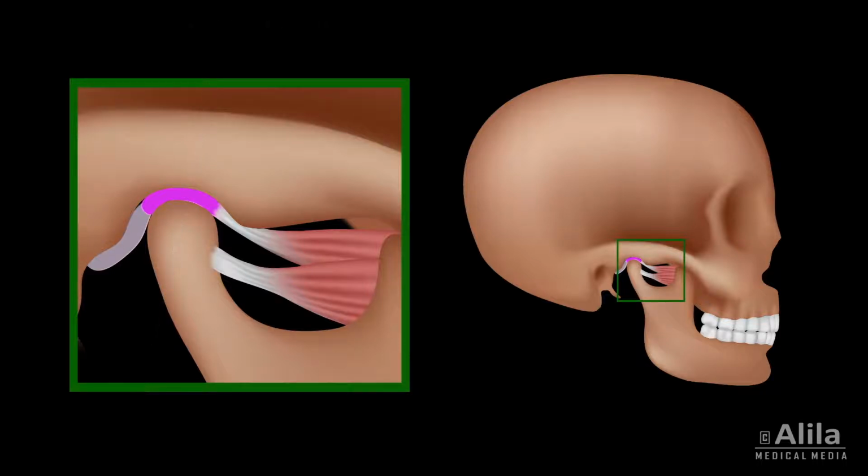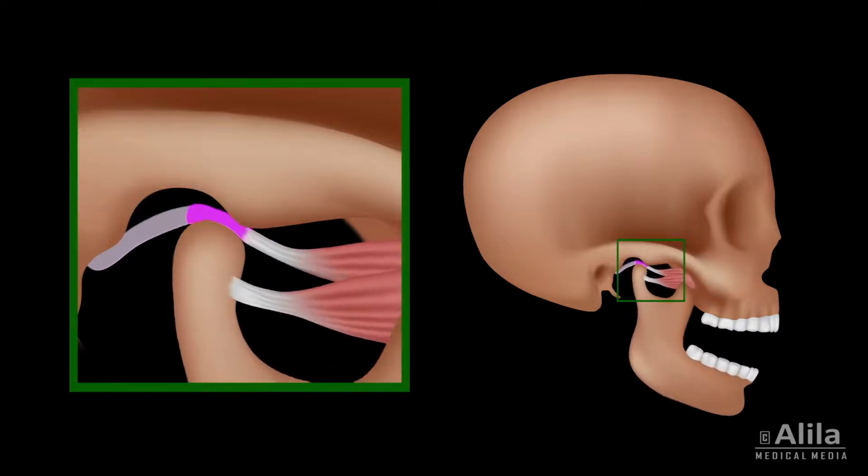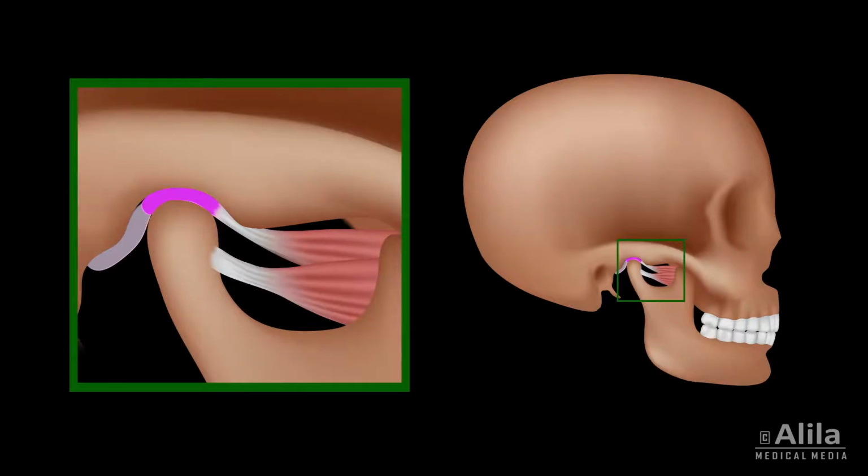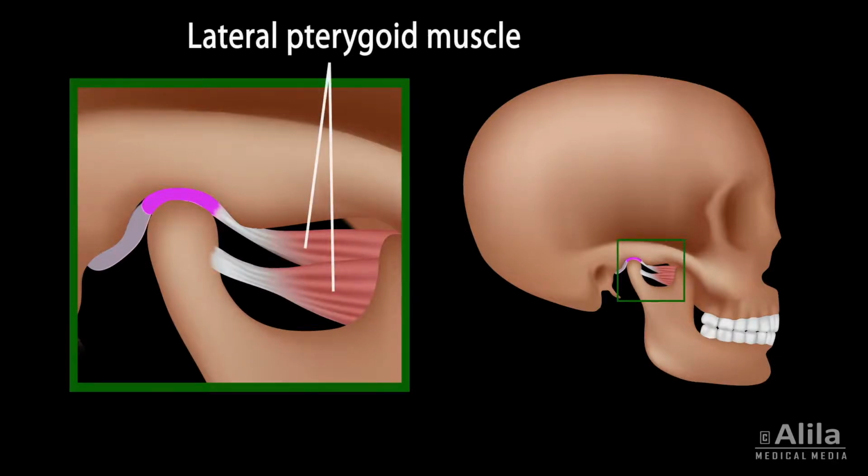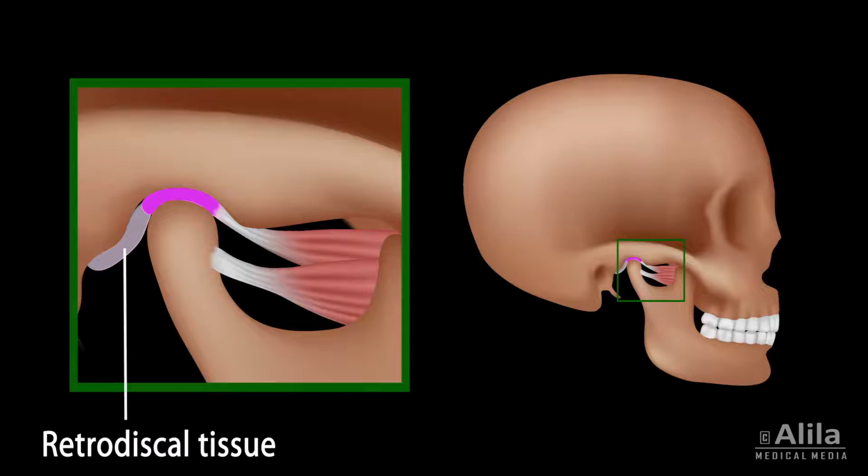The unique feature of the TMJ is the articular disc, a flexible and elastic cartilage that serves as a cushion between the two bone surfaces. The disc lacks nerve endings and blood vessels in its center and therefore is insensitive to pain. Anteriorly, it attaches to the lateral pterygoid muscle, a muscle of chewing. Posteriorly, it continues as retrodiscal tissue fully supplied with blood vessels and nerves.